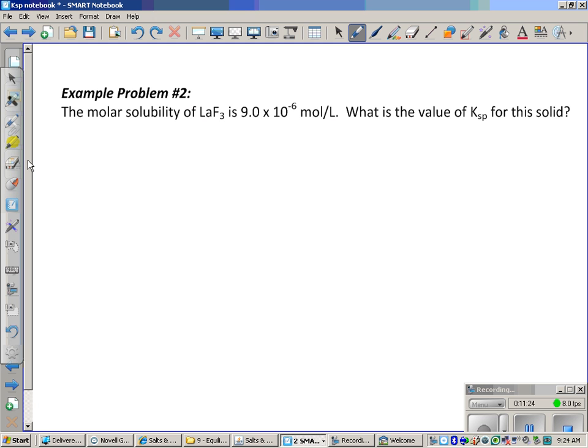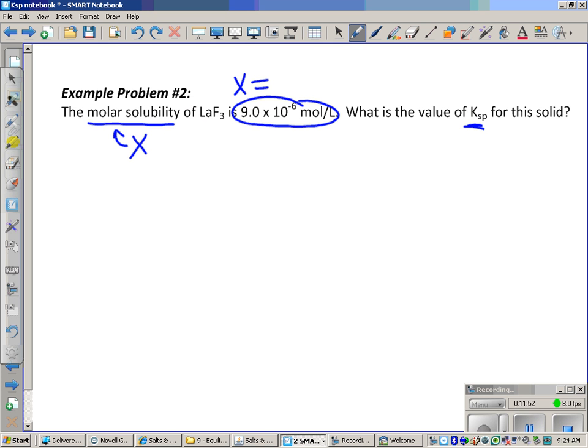Okay, so let's go ahead and try another problem. This one's a little different. In this one, they start by telling you the molar solubility. Remember, molar solubility is X. They just told you what X is. X equals 9.0 times 10 to the negative 6th. Smile huge when they tell you that. That is such a wonderful thing because this problem is going to be a lot easier due to that. And they want us to calculate KSP.